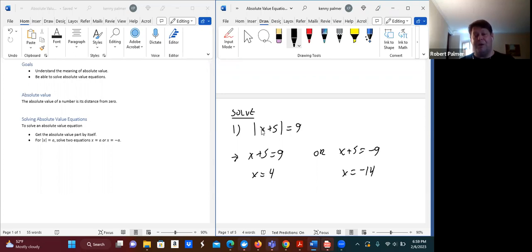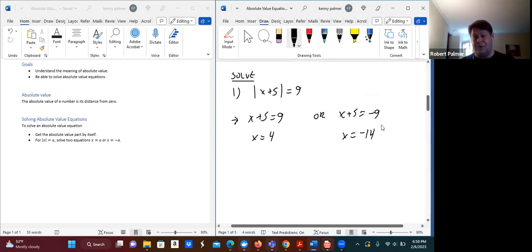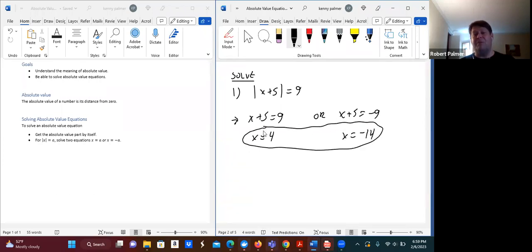You can plug those back in. Plug in 4 for x: 4 plus 5 is 9, and the absolute value of 9 is 9. Plug in negative 14: negative 14 plus 5 is negative 9, and the absolute value of negative 9 is also 9. So those are our solutions. In most absolute value problems we have 2 solutions because, going along just one dimension, a number line, there are usually 2 places where it would be the same distance from 0. Okay, let's look at one where we have to get the absolute value part by itself.